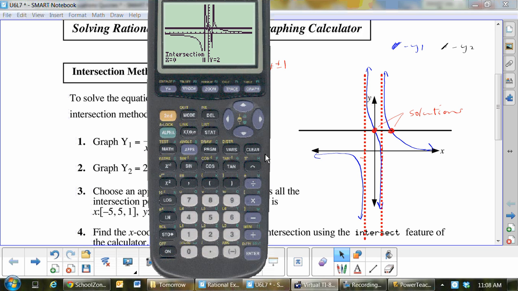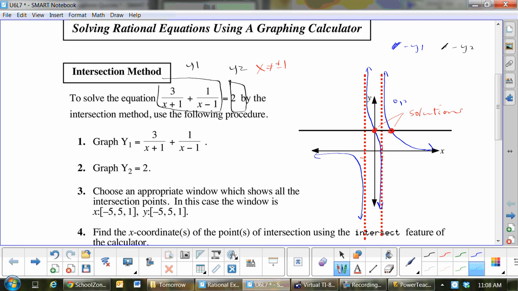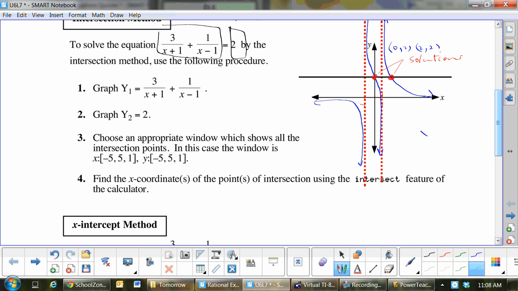And then the other one, how do you get to the other one? Well, you go second, trace, 5, and then you just move right with your cursor, and then hit enter 3 times. Okay, so 0, 2, and 2, 2 are my solutions. So what are x's? x equals 0 and 2.